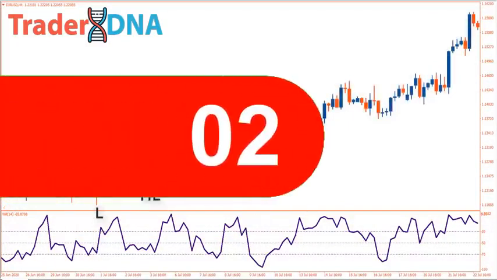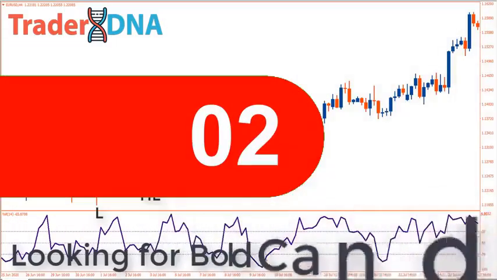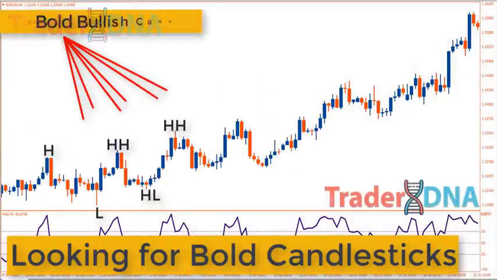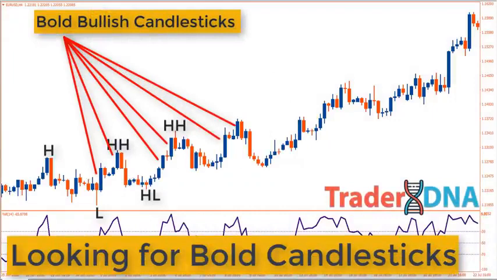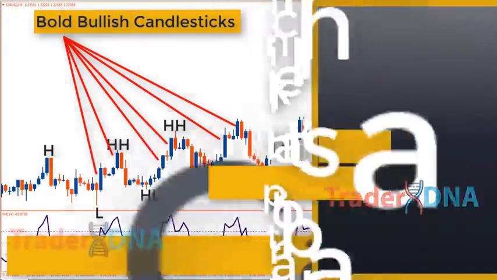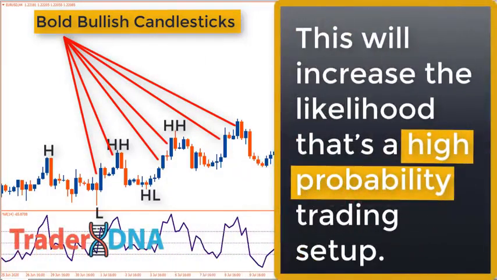Step 2. In an uptrend, look for bold candlesticks that close near the higher end of the candlestick. The technical analysis concept is that you want to use multiple confirmation signs when buying and selling. This will increase the likelihood that it's a high probability trading setup. In this regard, the momentum trading strategy, besides using the best momentum indicator, also incorporates the price action.